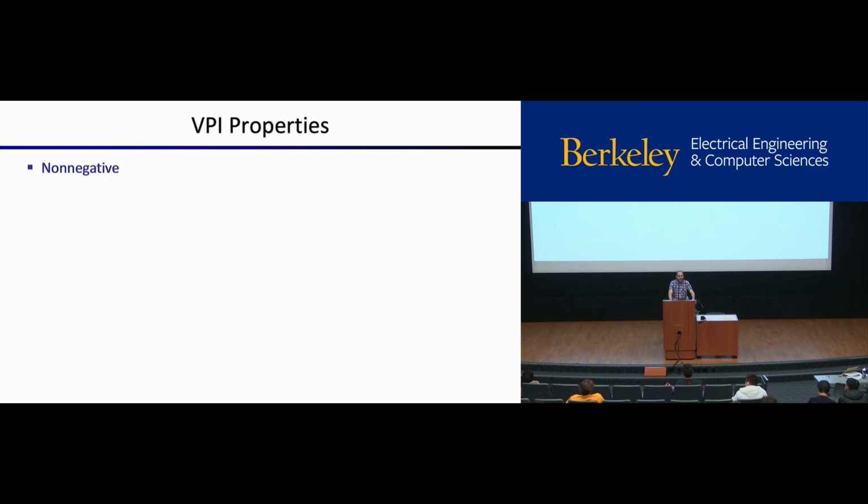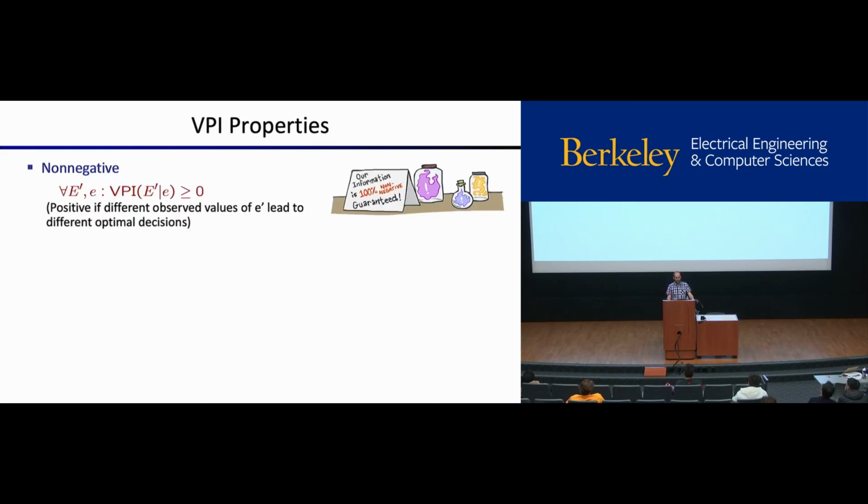So, some properties of the value of perfect information, which someone just asked about. The first property is that it is non-negative. You will never have a setting where you get less expected utility by knowing more, which makes sense. And in fact, it's positive if different observed values of the evidence would lead to different optimal decisions.